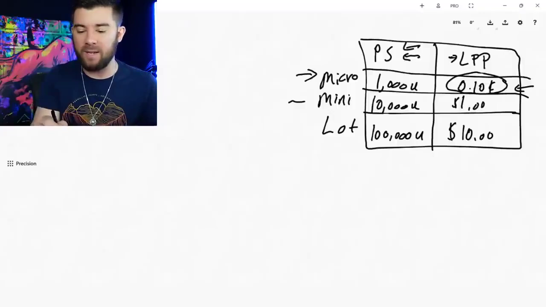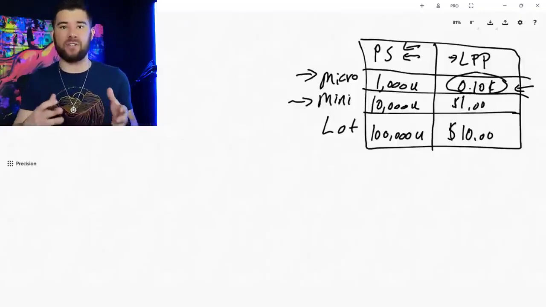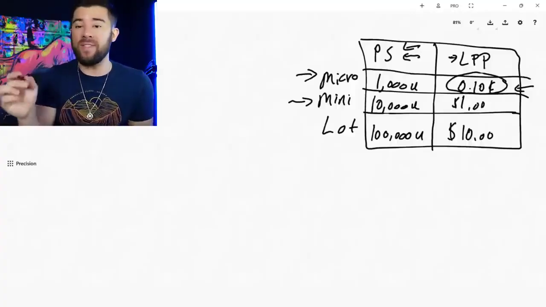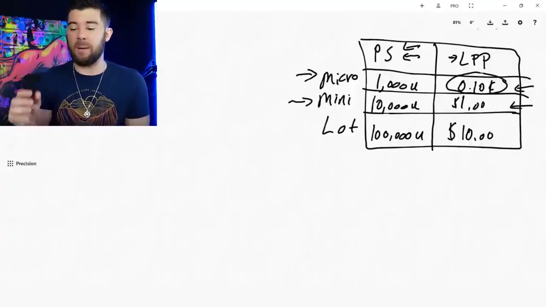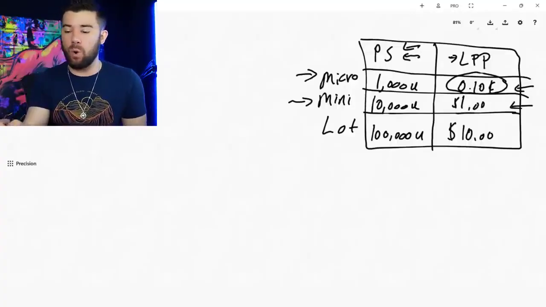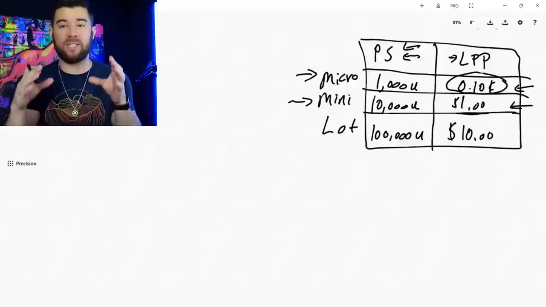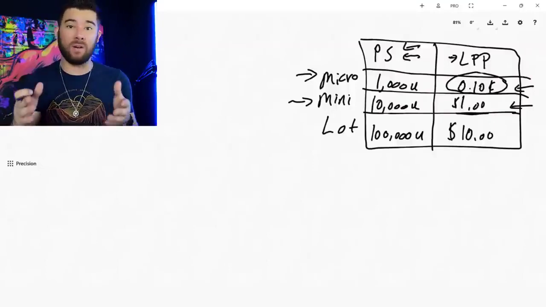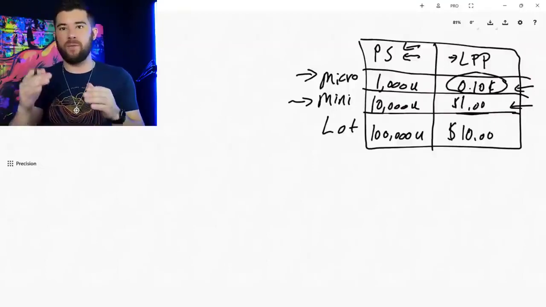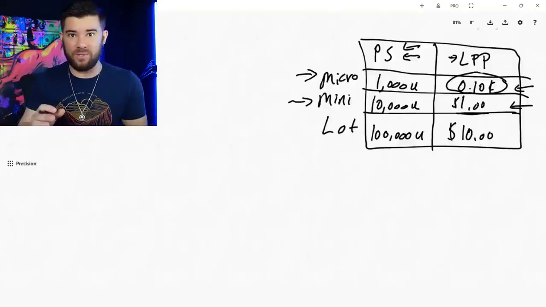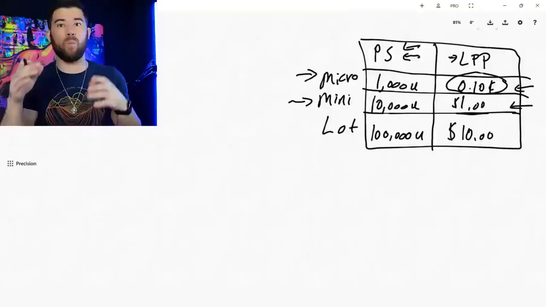Let's move on to a mini lot. A mini lot is 10,000 units of currency. So your position size is 10,000 units. When that's the case, every pip the market moves is worth $1. So if you place a trade with 10,000 units of currency or a mini lot and price moves down 1 pip, how many dollars did you lose? In most cases, that's going to be $1.